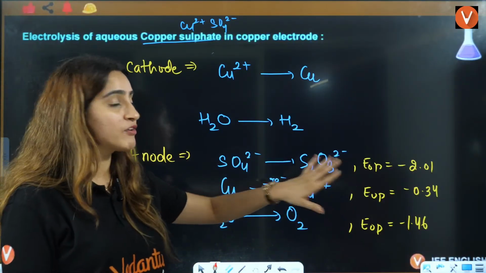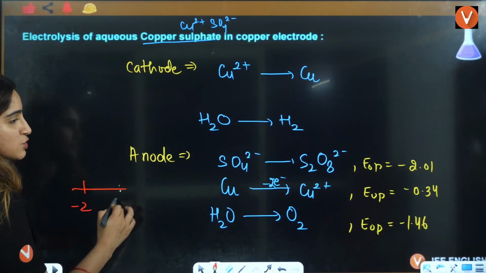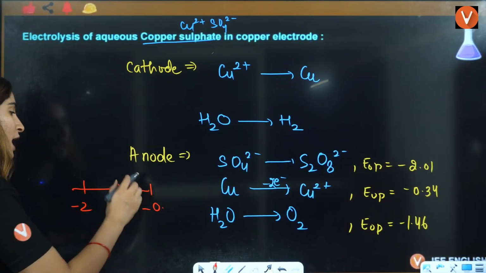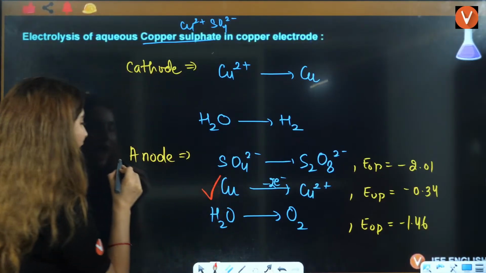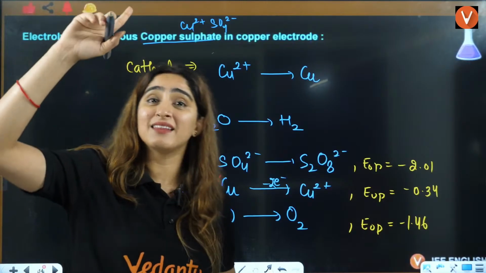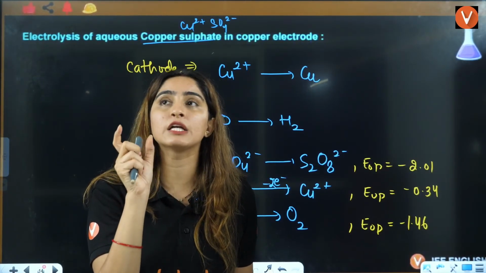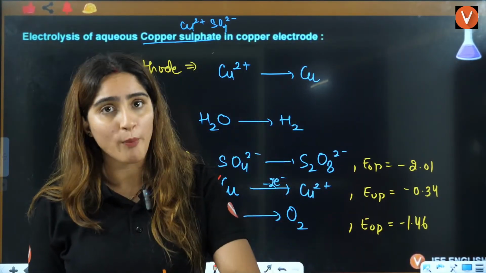But now we have even this. If you draw it on the number line, this is where minus 2 is, this is where minus 1 is, this is where minus 0.34 is, right? So that means highest value is going to be of this one. So at anode, you will have copper. That's why in the starting, you had copper electrode. That's why I told you in the starting that we will again talk about refining of copper, right? So you have copper, right?